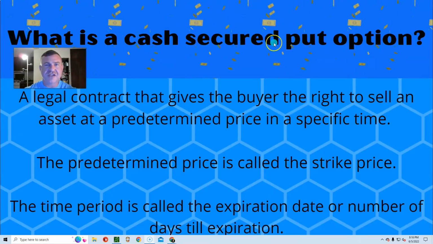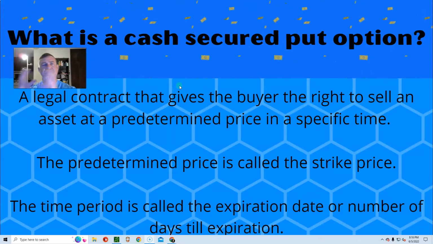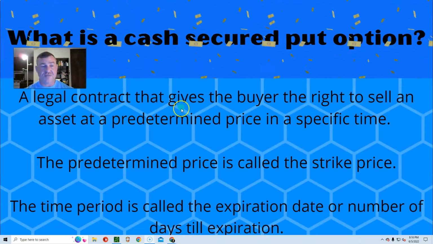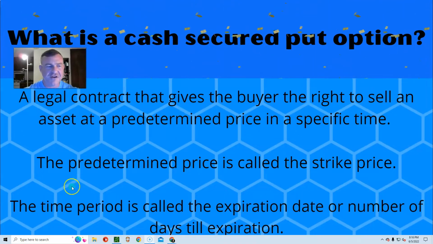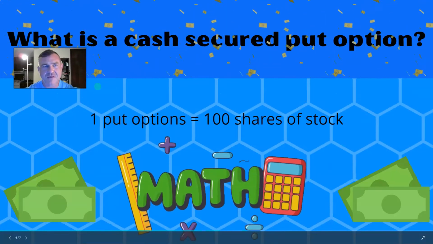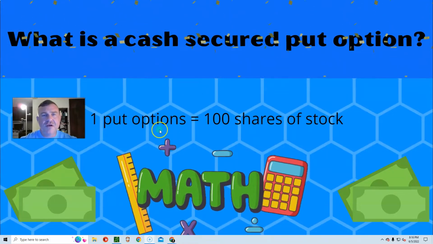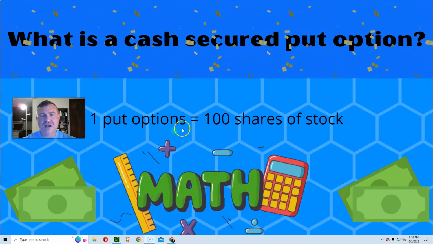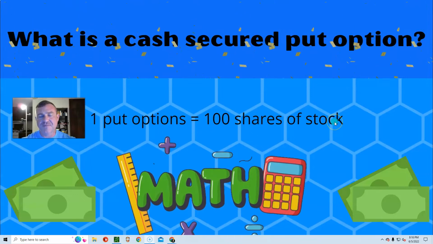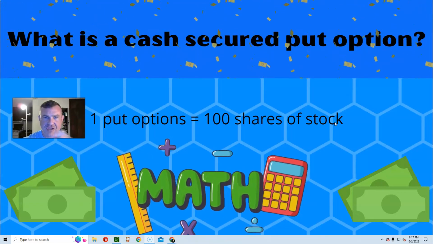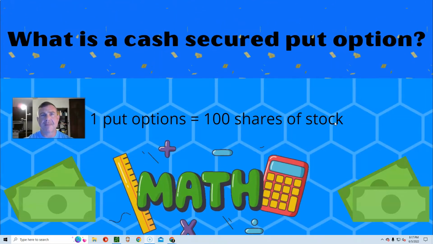So cash secured means we're going to have the money sitting there to buy the asset for the strike price in that particular time frame. One put option contract equals 100 shares of stock. All right, one put option contract equals 100 shares of stock.